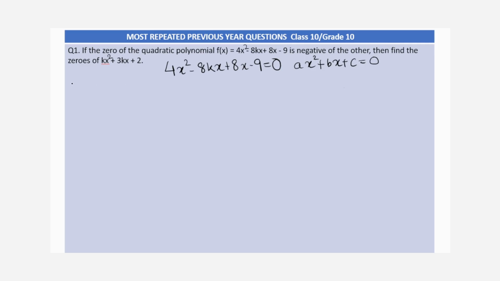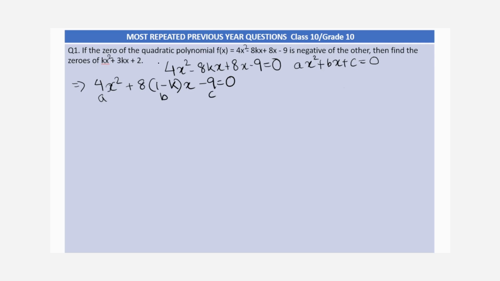So here what will I write? I will write 4x². Now this x is common here and 8 is common here, so I will keep it outside, plus 8(1 − k)x − 9 is equal to 0. Now this is exactly in the form of ax² + bx + c. This is a, this is b, and this is c.